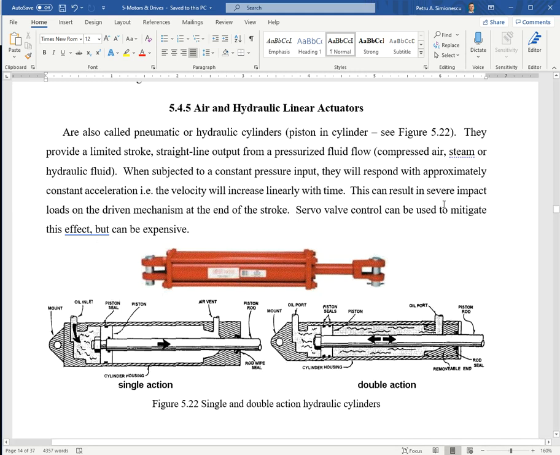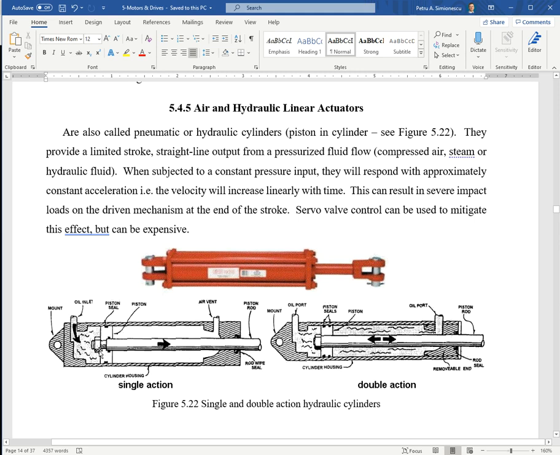Their response is, if you have constant force and you work against a steady resistance, they accelerate linearly. And you can have impact at the end of the travel. For that reason, there are designs where towards the end of the travel, the inlet is progressively reduced to reduce that impact.